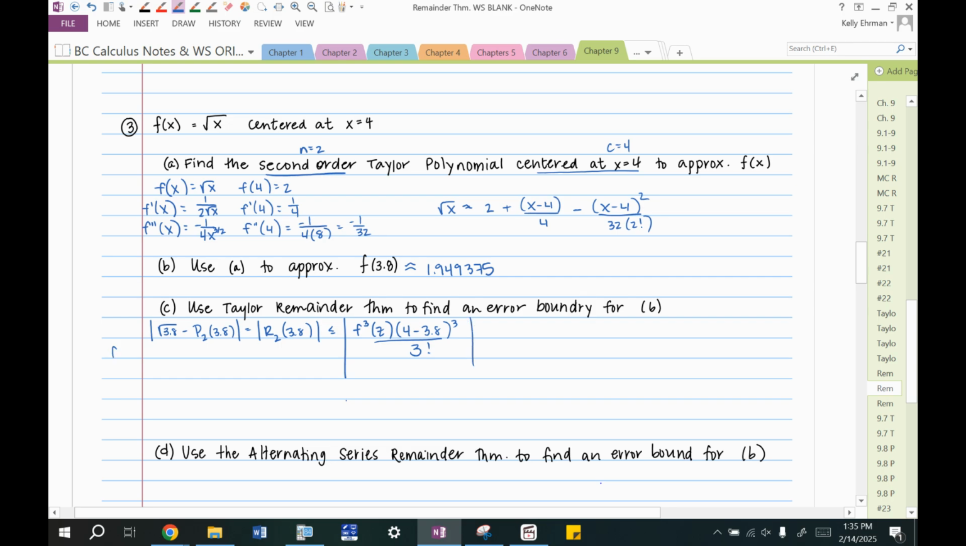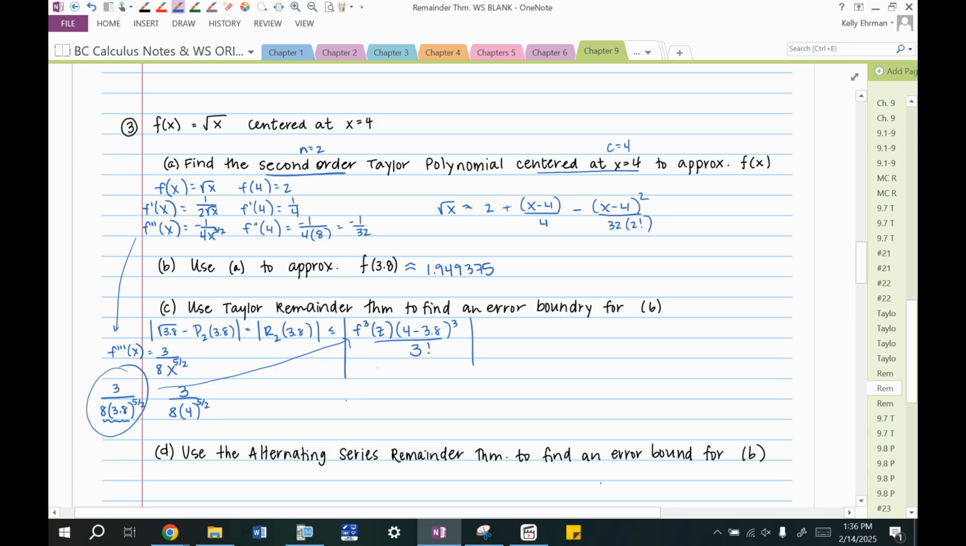So what is that third derivative? Going off of here, the third derivative would have been negative 1/4 times negative 3 over 2. So that's positive 3/8. And then you're subtracting 1 from the exponent again, so it's going to be x to the 5 over 2. And your choices for z are between 3.8 and 4. So we're comparing 3 over 8 times 3.8 to the 5 halves versus 3 over 8 times 4 to the 5 halves. Now this is a smaller denominator, so it's a bigger fraction overall. So that is what we're putting in for the max value here.